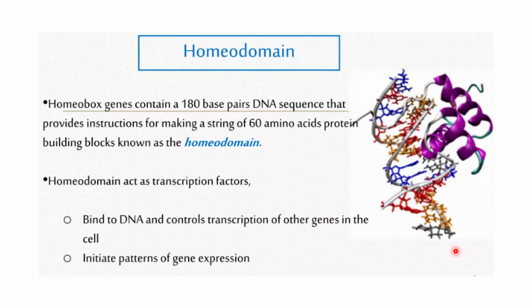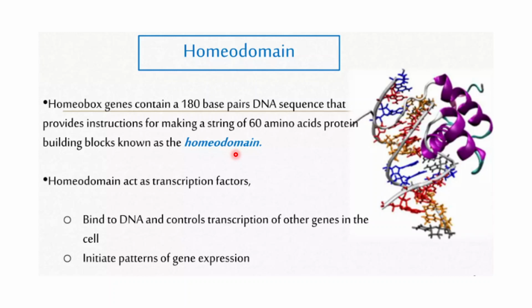And for our answer, homeobox genes contain a 180 base pair DNA sequence that provides instruction for making a string of 60 amino acids, protein building blocks known as the homeodomain. So the question was a little confusing because the homeodomain has 180 DNA bases. Now 180 DNA bases will code into 60 amino acids, since one codon will code for one amino acid. One codon comprises 3 nucleotides or 3 base pairs of the DNA. So 180 divided by 3 will be 60 amino acids. This 60 amino acid is the homeodomain.